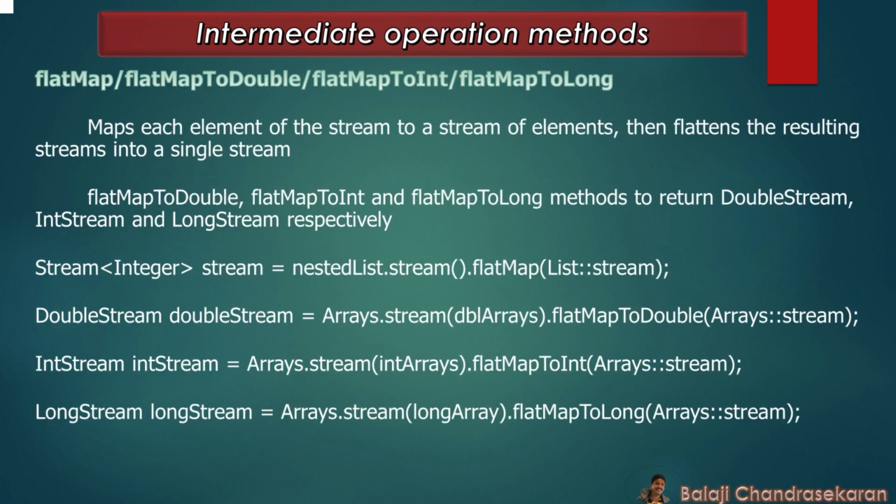The flatMap method maps each element of the stream to a stream of elements, then flattens the resulting streams into a single stream. The flatMapToDouble, flatMapToInt, and flatMapToLong methods are also available, like flatMap, to return a double stream, int stream, and long stream respectively. In each example, the flatMap method is used to flatten the nested arrays and lists into a single stream of elements. Depending on the type of the elements of the nested arrays or lists, you can use flatMapToDouble, flatMapToInt, or flatMapToLong to obtain the specialized streams.